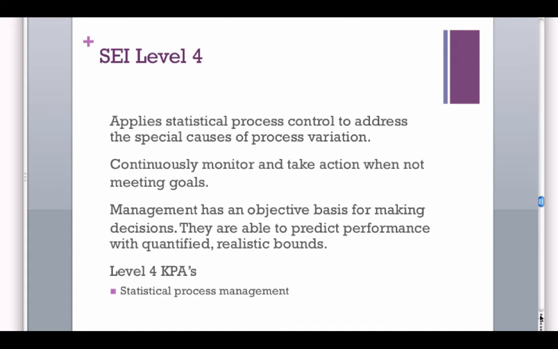Okay, so the level 4 KPA might be statistical process management. Basically, everything is measured. How many lines of code are completed in a day? How many faults were found per 1,000 lines of code? How many hours were spent reviewing code for a code review? What was the number of faults detected per hour? All of these things are measured.